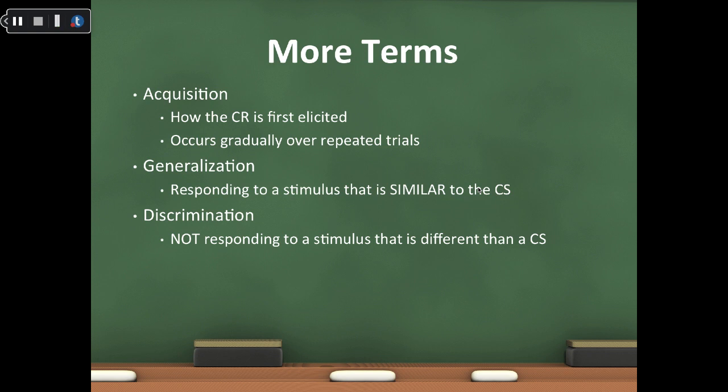So in contrast to that, we have discrimination. Stimulus discrimination is knowing not to respond to a stimulus that is different to a conditioned stimulus. So little Albert was not afraid of a piece of wood. Discrimination is being able to know the difference between two items and not have the same response to all items, but just have the response to the conditioned stimulus.